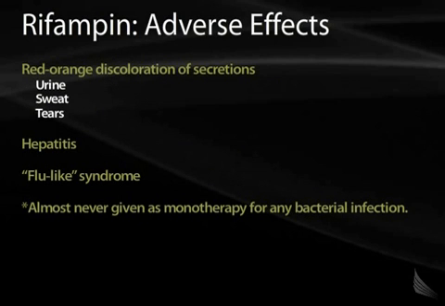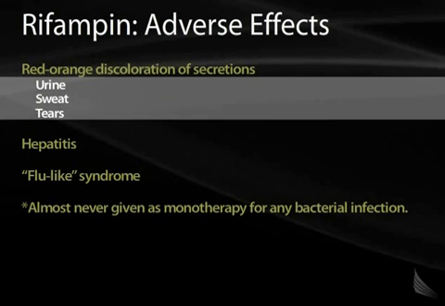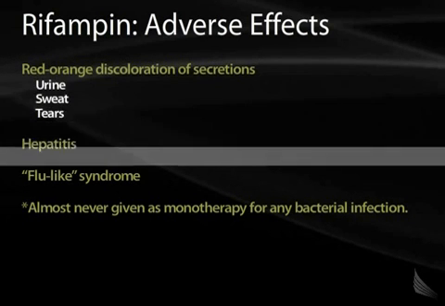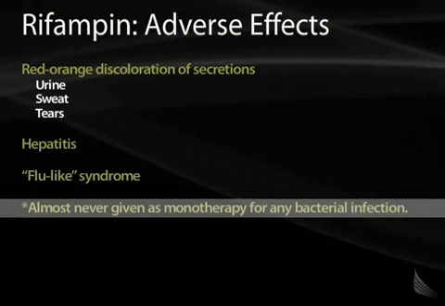Rifampin does have multiple adverse effects. It's classically known to change secretions such as urine, sweat, and tears into a red-orange color. It can also cause hepatitis and a flu-like syndrome. It's also important to remember that rifampin is almost never given as monotherapy for any infection.